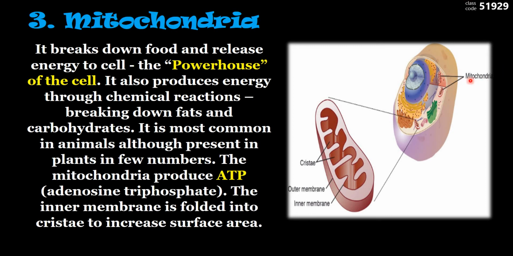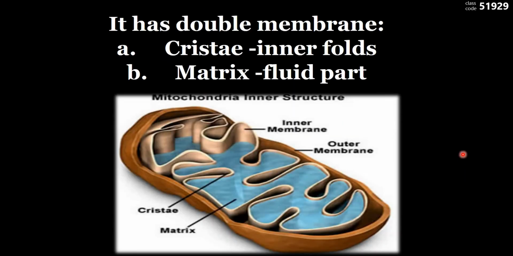So this is the mitochondrion and this is its part. It has a double membrane. The cristae, the inner folds, and the matrix, the fluid part. So this is the cristae, the inner folds, and this is the fluid part, the matrix.